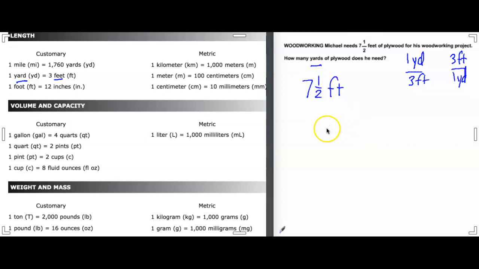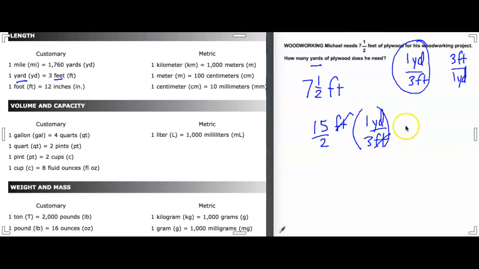Answer that, please. Very good. 7 times 2 is 14 plus 1 is 15. So we're going to end up with 15 halves worth of feet, and the feet's on top. So when we multiply, we're going to need to use the one where the feet are on the bottom. So we're going to end up with 1 yard over 3 feet. And the feet will cancel out. We'll be left with our answer being in yard units.